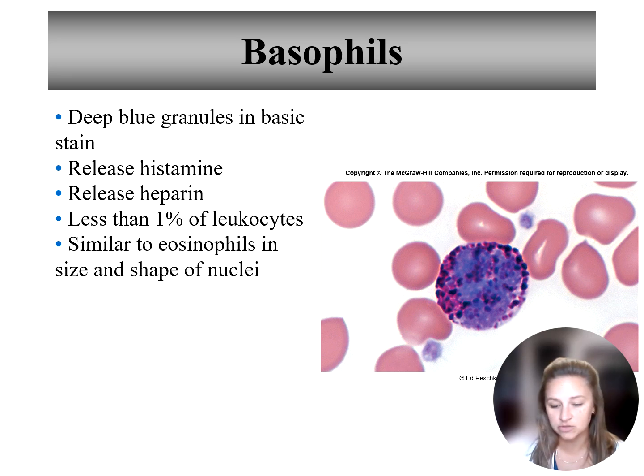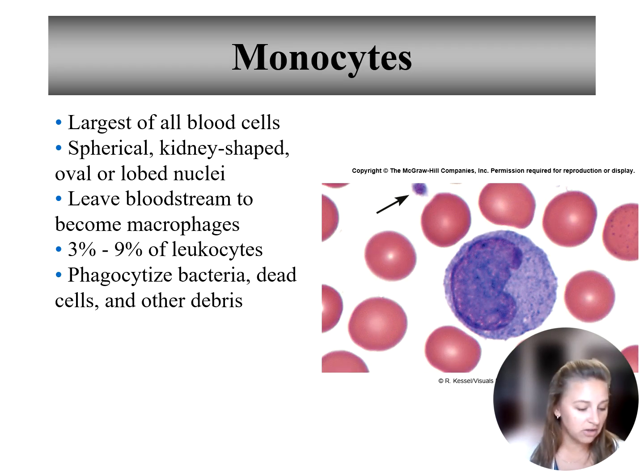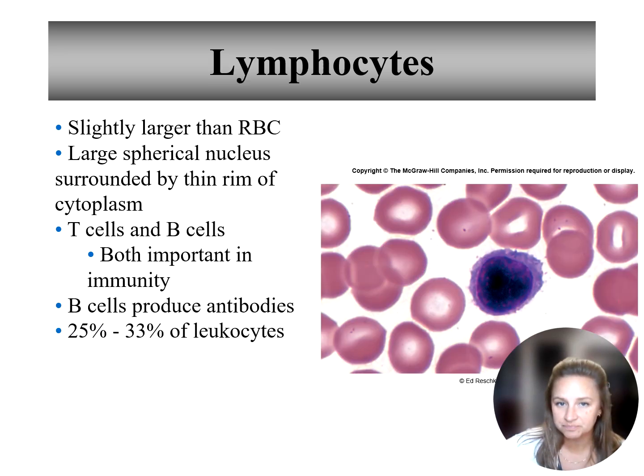So now let's talk about the 2 classes of the agranulocytes. The first is called the monocytes. These are the largest of all blood cells. It is about 3 to 9% of our white blood cells. They can phagocytize bacteria, dead cells, and other debris.